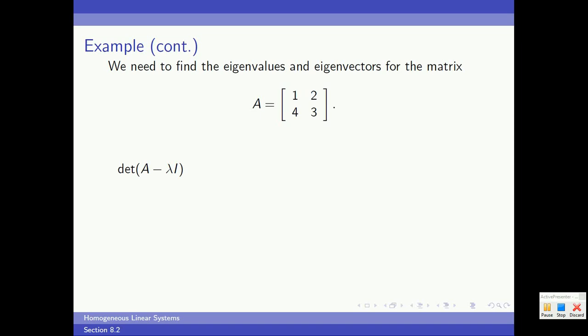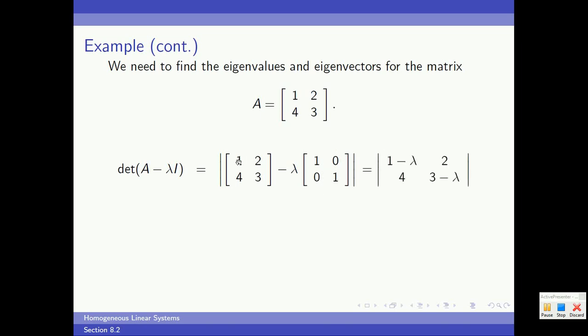So to find the eigenvalues, we need to find the determinant of A minus lambda I. Here's our A minus lambda times our I, identity matrix. So this is 1 minus lambda, 2 minus 0, 4 minus 0, 3 minus lambda. So you want to find the determinant of this. So I take 1 minus lambda times 3 minus lambda minus 8. When I simplify this, I'm going to FOIL this part. So I have a 3 minus 3 lambda minus lambda gives me a minus 4 lambda plus the lambda squared, and then I had the minus 8.